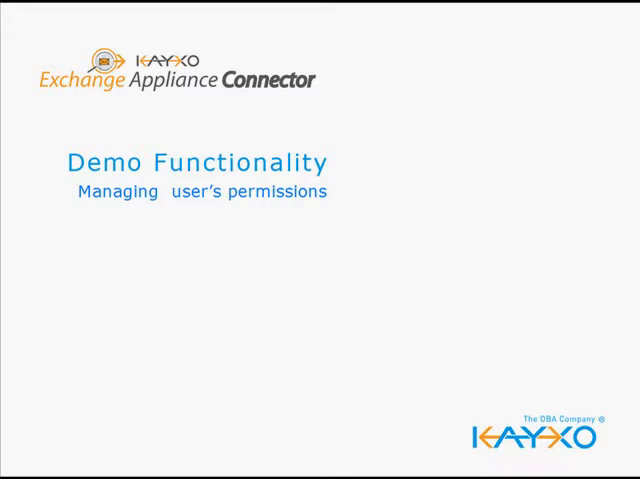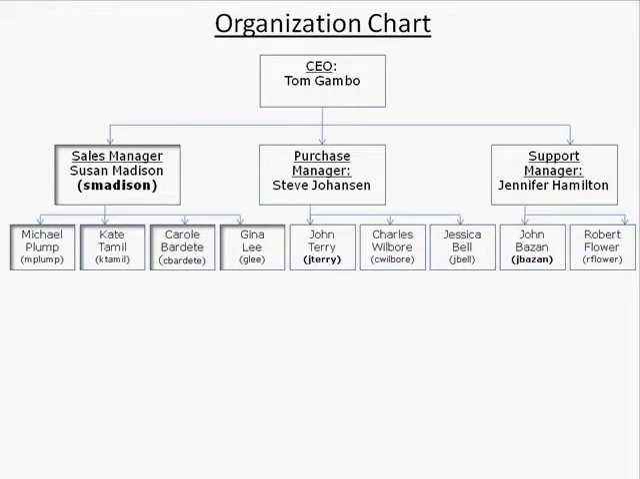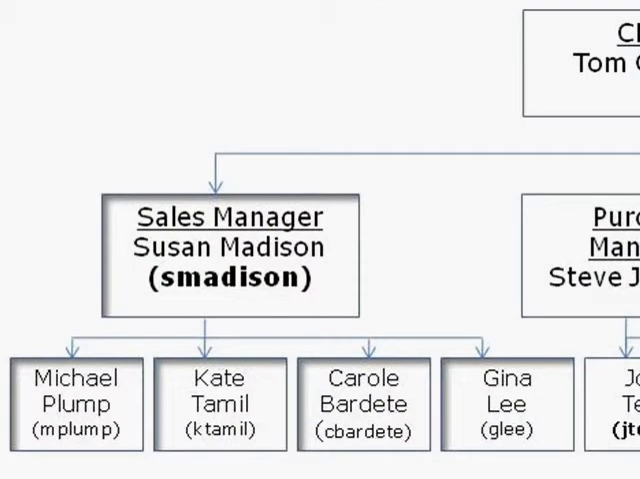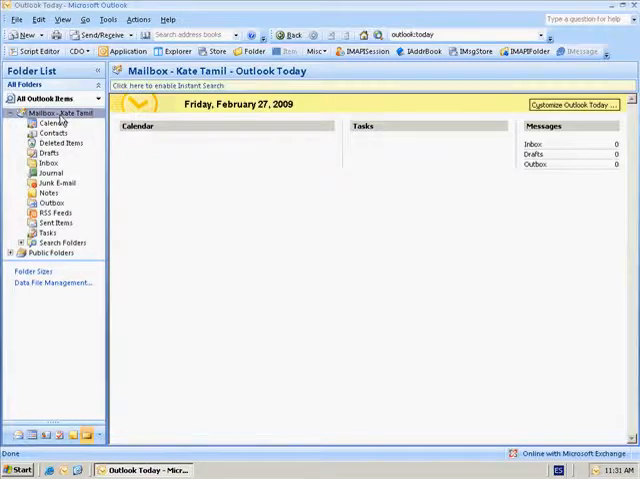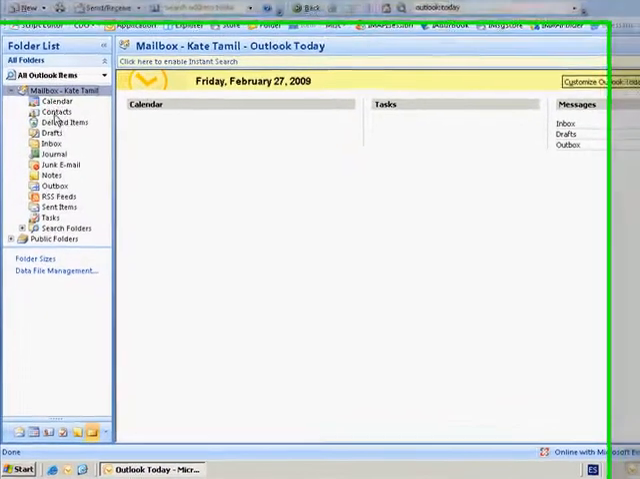In this demo, we are going to see how Kayxo Exchange Appliance Connector allows a manager to search for shared information within her department. The sales manager, Susan Madison, has the full details read permission granted over the Exchange folders of her staff, except for one of her employees, Kate Tamil. Let's see Kate Tamil's contact items.